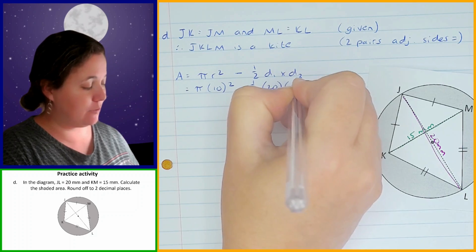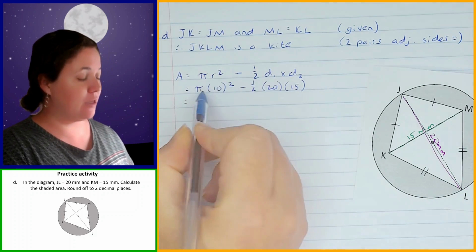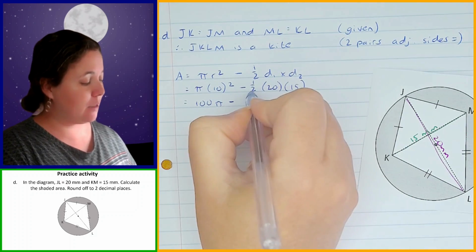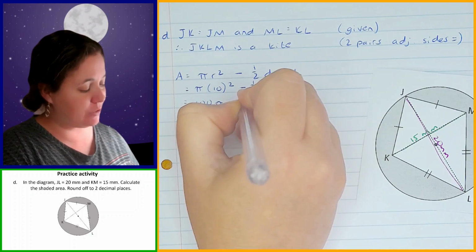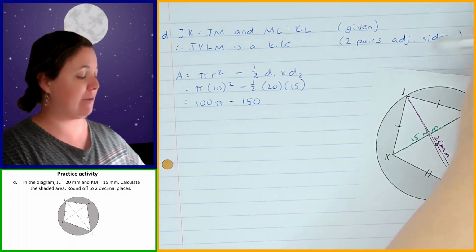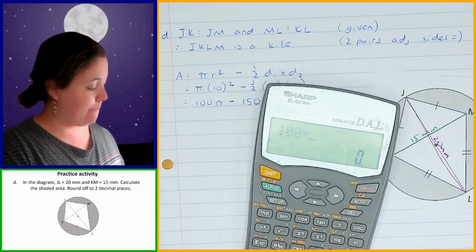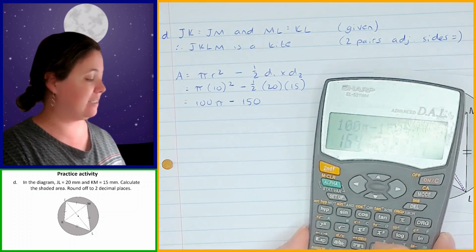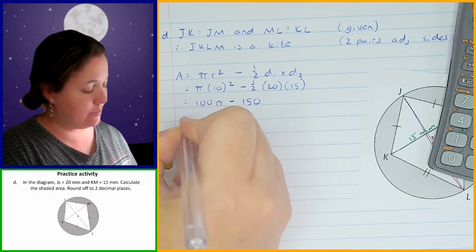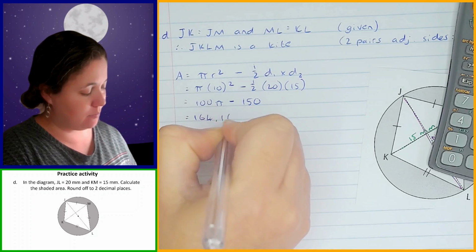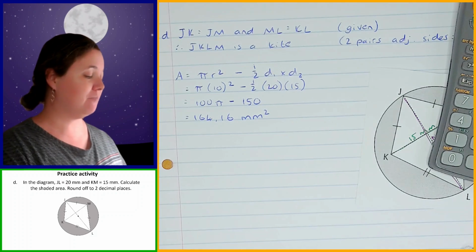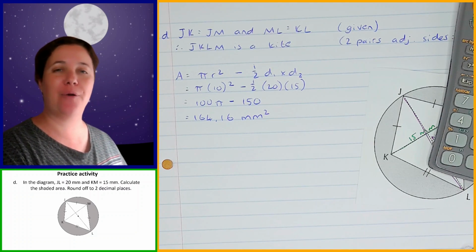20 times 15. Okay, so over here, pi times 10 squared is 100 pi, minus half times 20 times 15 is going to be 150. So I have 100 pi minus 150, and that gives me 164.16 millimeters squared. And that's what you should have got for question D. Okay, and that is how we calculate the area and perimeter of complex shapes.